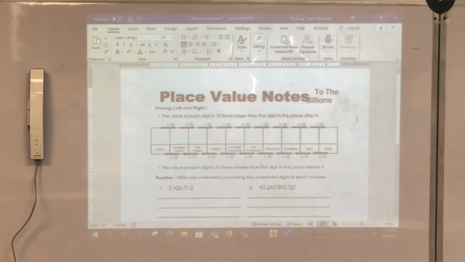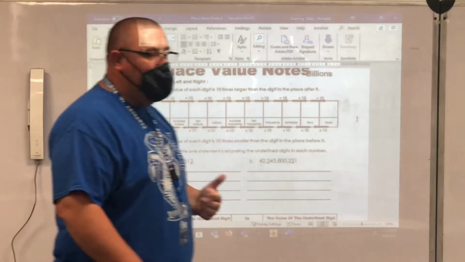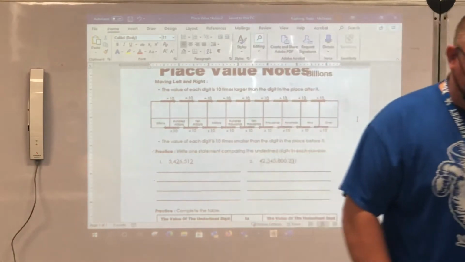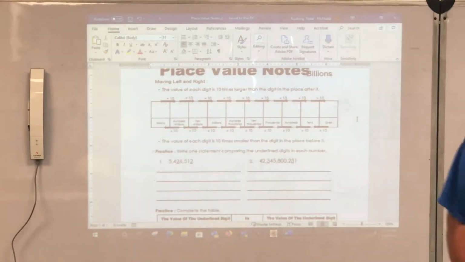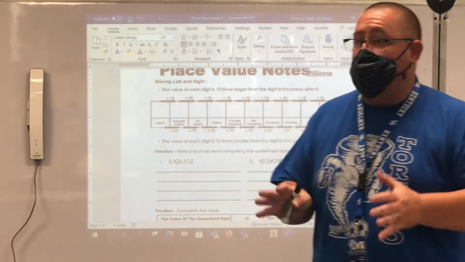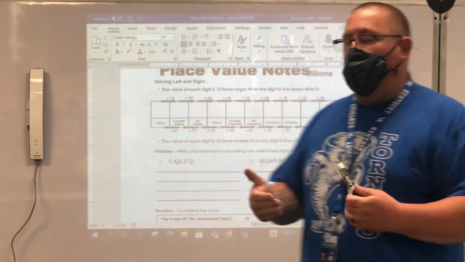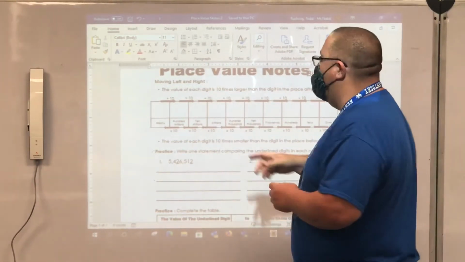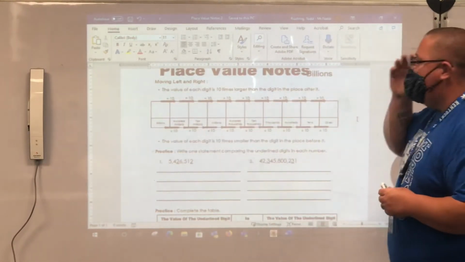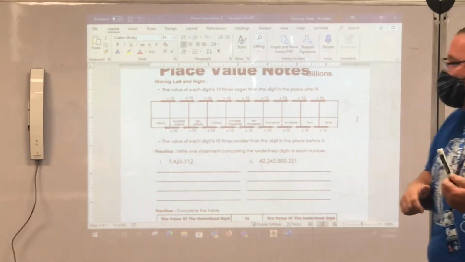So we're still talking about place value, and we're talking about moving left and right along the place value chart, because when we move certain directions, things get larger, and they can also get smaller depending on the way that you move. I want you to notice the first bullet. It says the value of each digit is 10 times larger than the digit in the place after it.